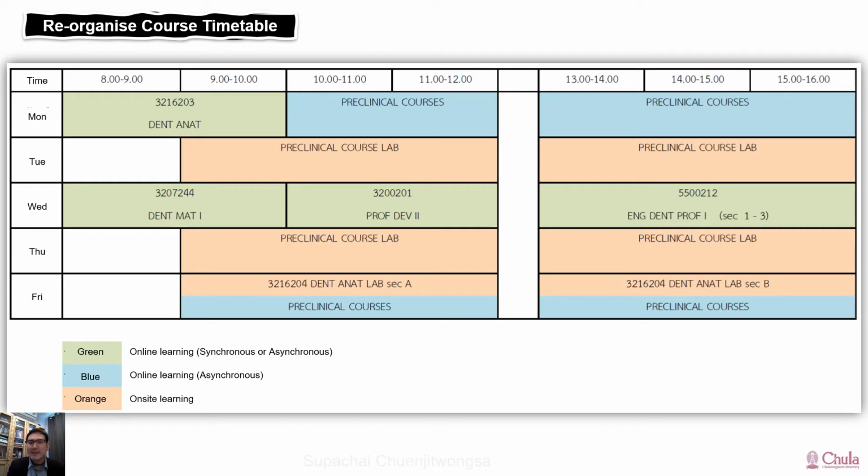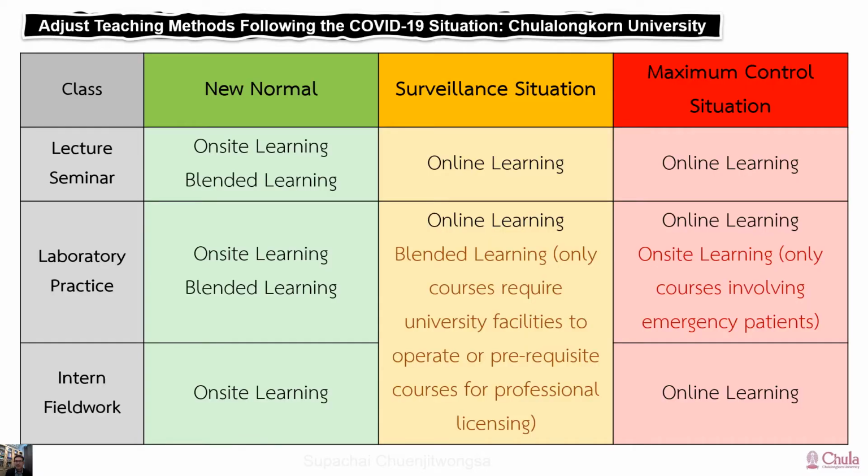This is an example of how we reorganize a course timetable. As you can see, Monday and Wednesday are totally online. Students stay at home and study dental anatomy and other preclinical courses, which could be synchronous or asynchronous. But on Tuesday, Thursday, and Friday, students come to dental school to practice in a laboratory. So we have lecture days at home and lab days at dental school.